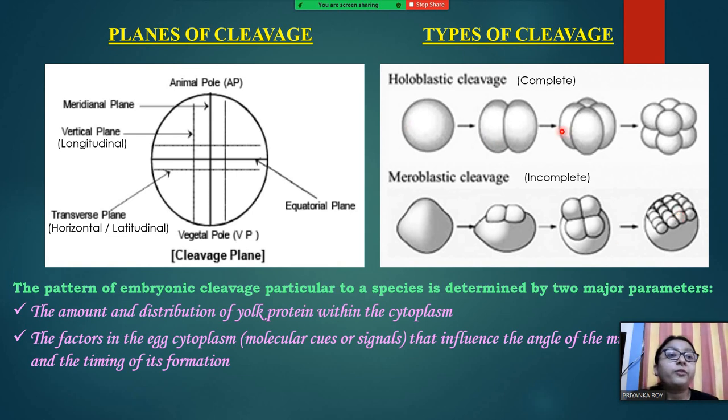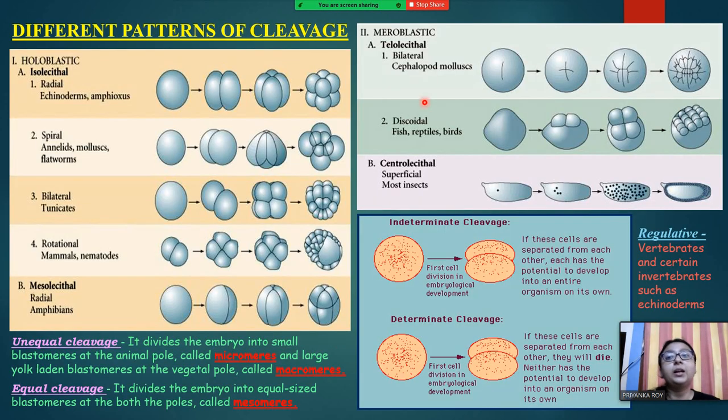And in the other case, where the yolk content is so low that it does not interfere with the division or cleavage of the egg, the cleavage is complete, like the division runs from here to here, it is very much complete. In that case, it is known as holoblastic cleavage. Now, holoblastic and meroblastic both have different subtypes according to the plane of cleavage.